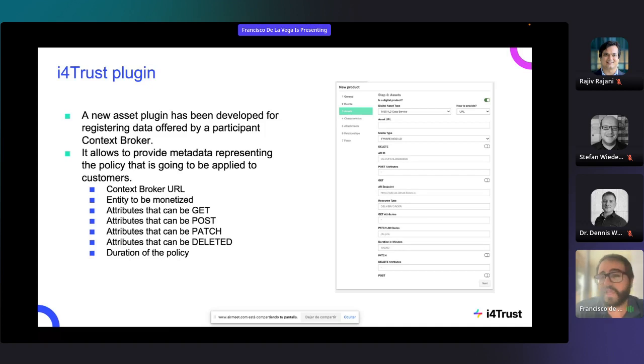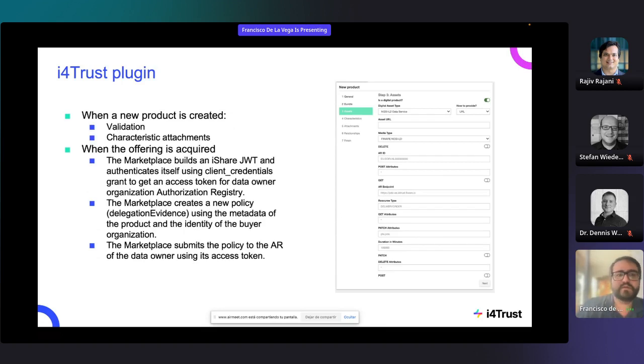Well, if you want to sell some data that you have in a context broker that is under your organization and is part of your architecture as a participant, in order to do that, we have created an extension. As I mentioned, all the digital assets in the marketplace are monetized as extensions. So in order to sell this kind of data, we have created a plugin for i4Trust. It's a plugin that basically allows you to provide all the metadata that is needed for the policy that is going to be applied to the customer when they buy.